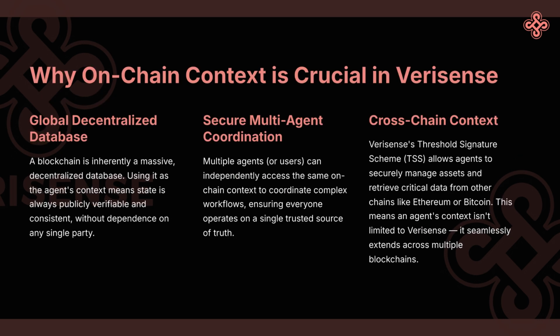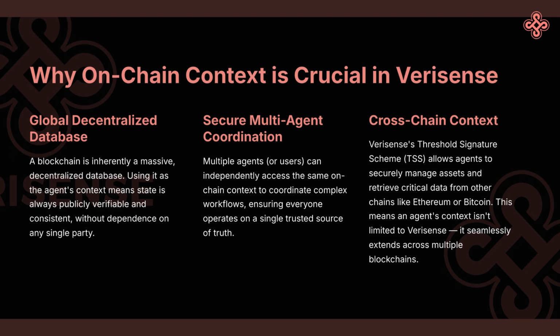Let us look at why on-chain context is so important for agents on the Verisense network. First, think of the blockchain as a global decentralized database. By using it as the agent's context, we make sure that the agent state is always publicly verifiable and consistent. It does not rely on any single party to tell us what's true. Instead, the data is secured by the entire network.